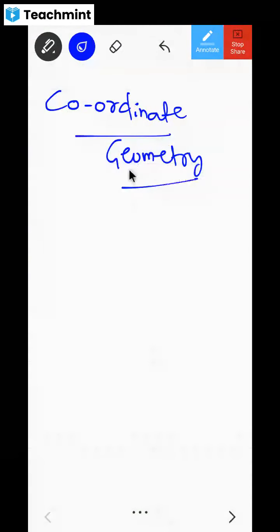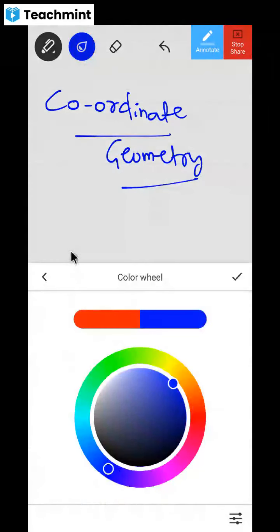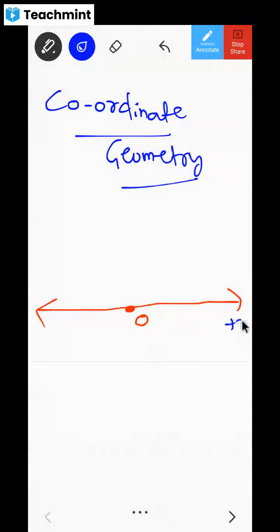All right. So please turn off your mic, all of you. Now you know that this horizontal line is called x-axis, no? Here is something called zero, the 0 point. If you go towards right, it is called positive x-axis. This is +1, +2, and +3. If you go towards left, it is -1, -2, and it continues.